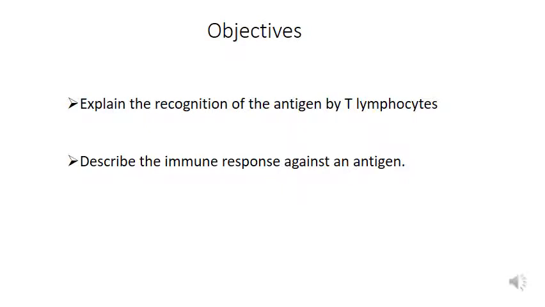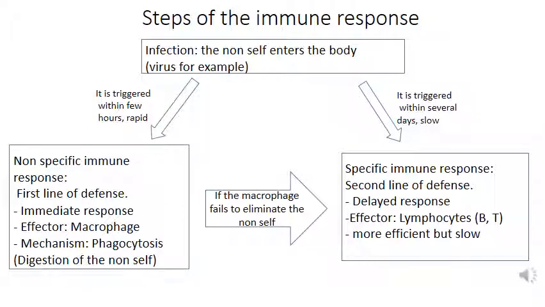The main objectives of this document, first, to explain the recognition of the antigen by T lymphocytes. Second, to describe the immune response against an antigen. I'm going now to explain briefly the steps of the immune response. These steps are going to be discussed in details in the next chapter 7. But going through these steps actually will help us understand better how T lymphocytes recognize the antigen. So what are these steps?